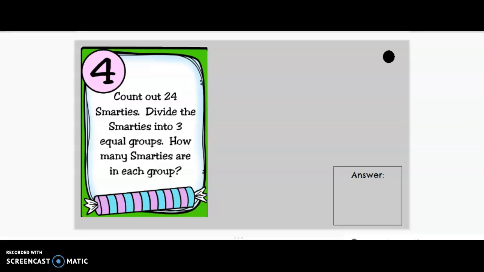Count out 24 Smarties. Divide the Smarties into 3 equal groups. How many Smarties are in each group? So first I'm going to count out my Smarties.